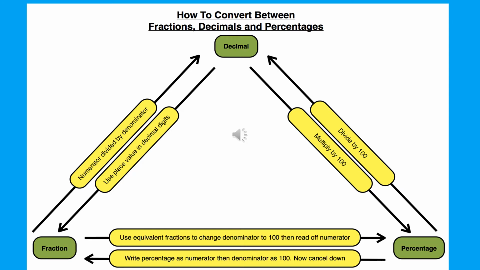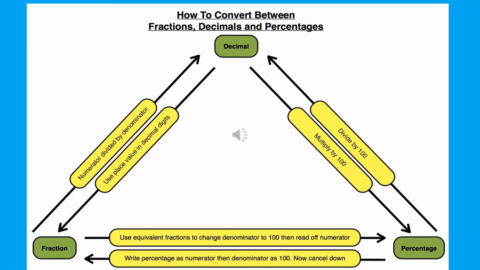So let's start off by the methods of converting between fraction, decimal and percentages. The easiest one, in my opinion, is from decimal to percent. We have to multiply it by 100, or to go in reverse, you divide it by 100.